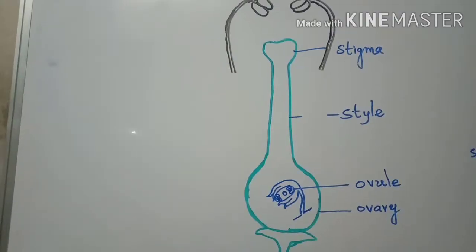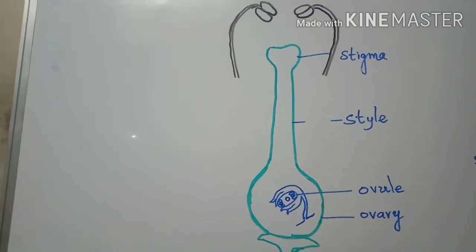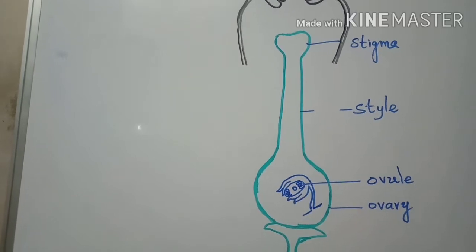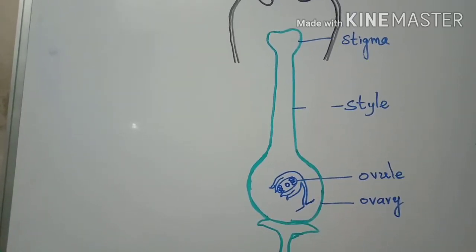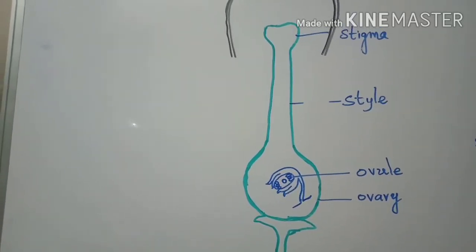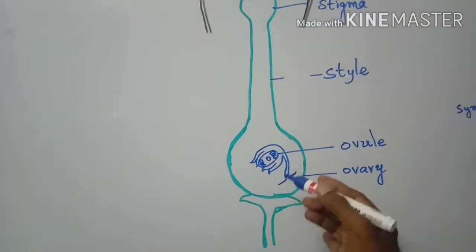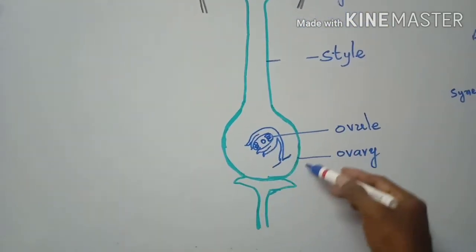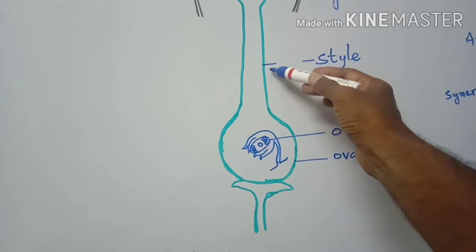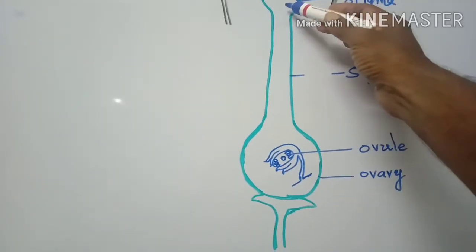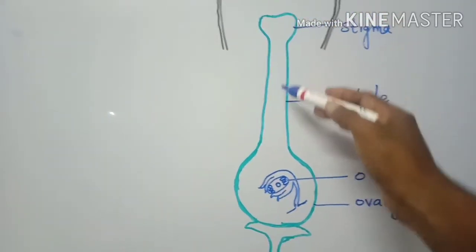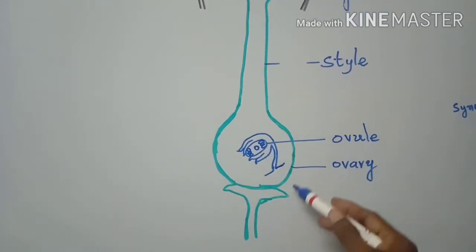The gynecium part is present in the flower. In this gynecium part, ovary, style, and stigma are present. Then it is the ovary. It is the style, it is the stigma. The ovary is round in shape.